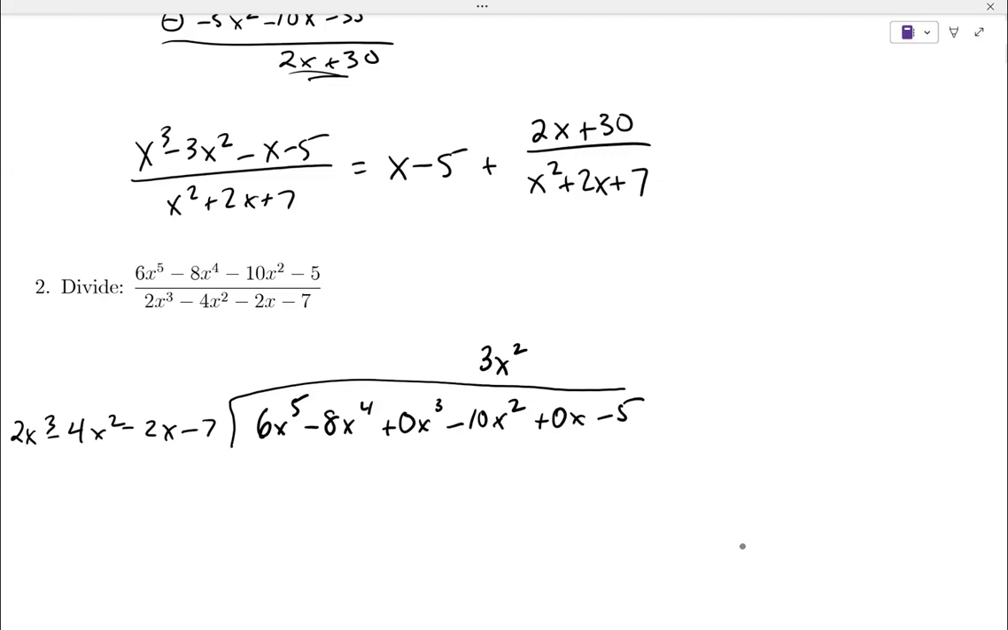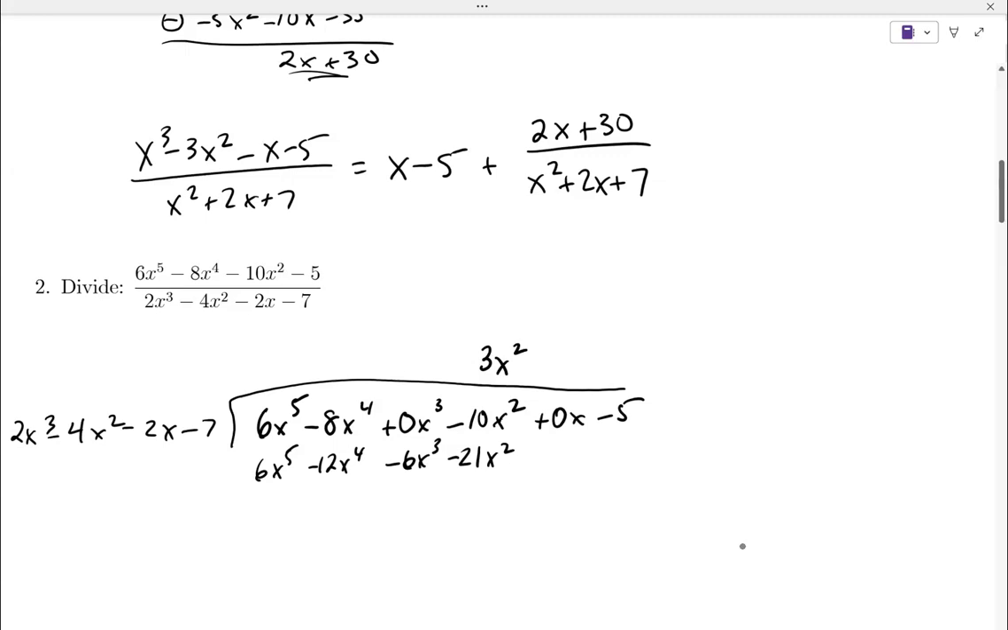Again, that 3x squared comes from 2 times 3 gives me 6. X squared times x cubed gives me x to the 5th. That's where that comes from. What do I do with the 3x squared now? Multiply the whole thing, right? 6x to the 5th minus 12x to the 4th minus 6x cubed minus 21x squared.